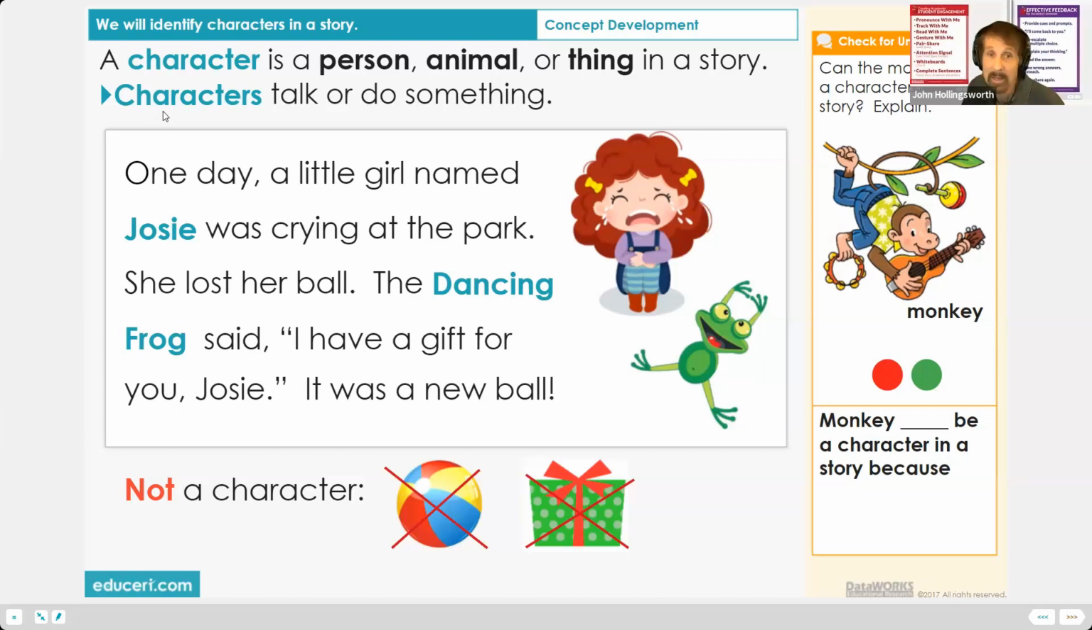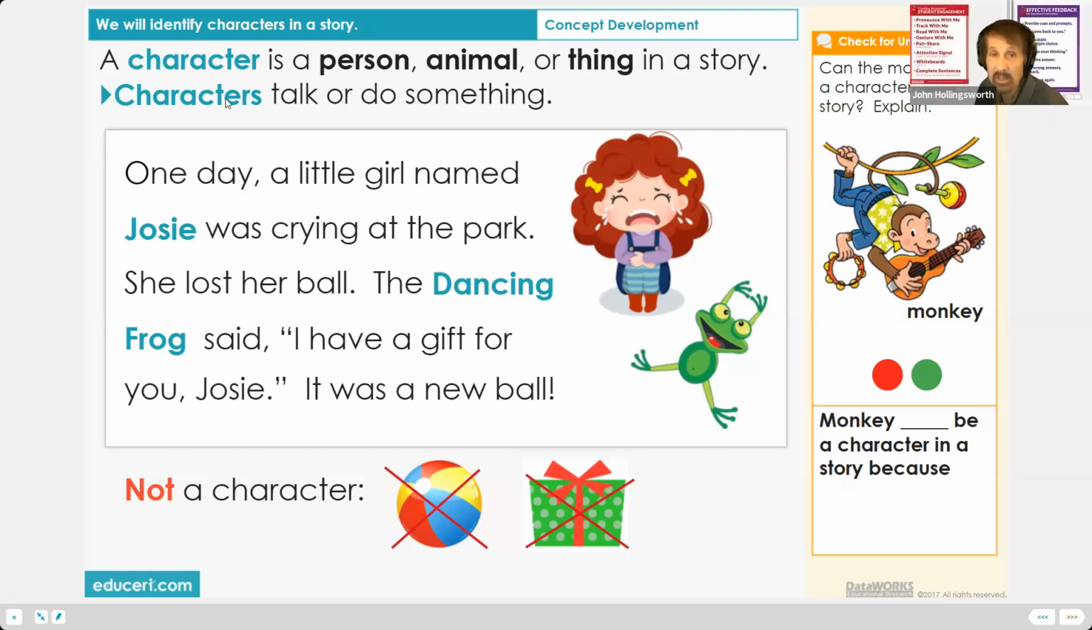Look carefully. Look at my hands. Characters talk. Show me talking. Show me your hands talking. Or do something. Show me like you're running or doing something. Okay, let's all read it together. Characters talk or do something. All right, now, we don't have partners, but pretend you've got a partner.